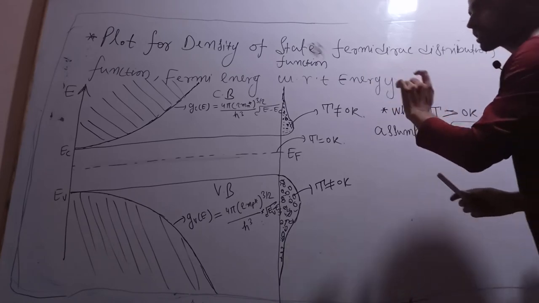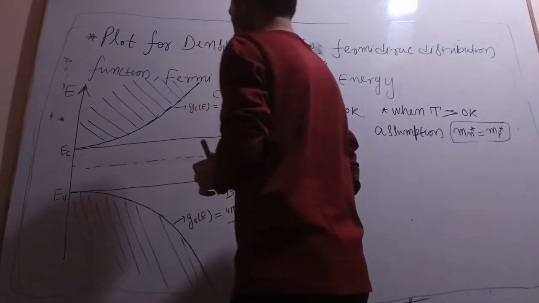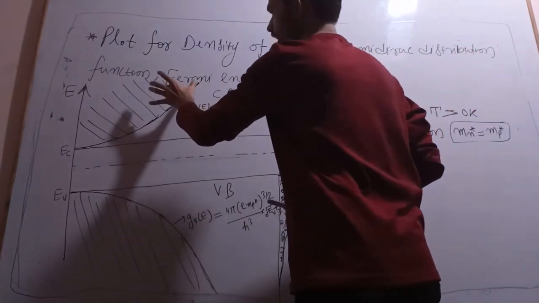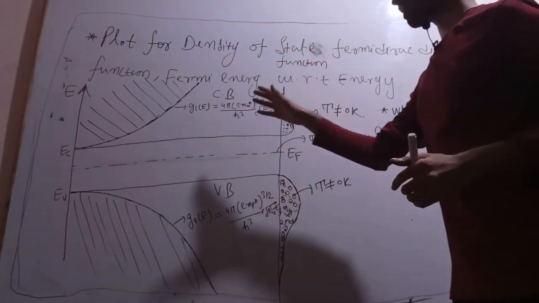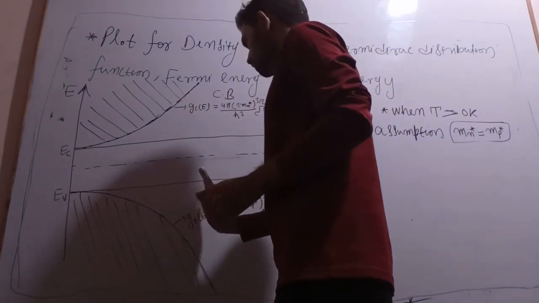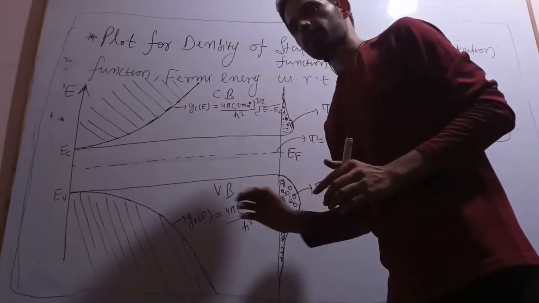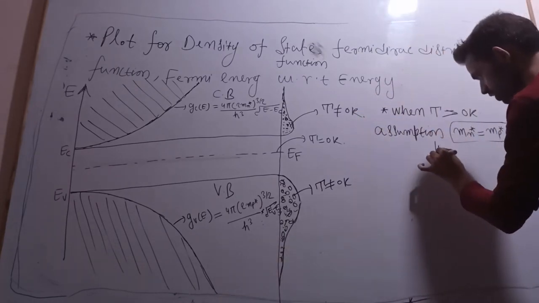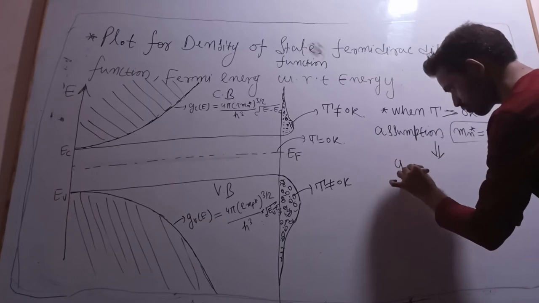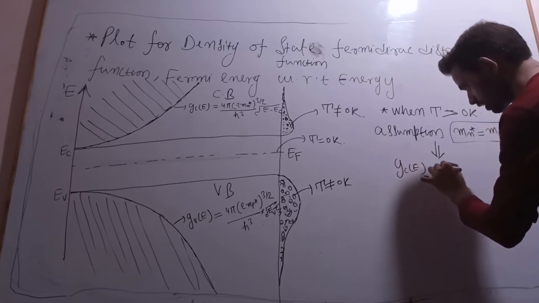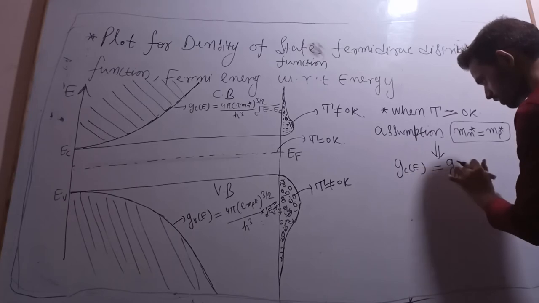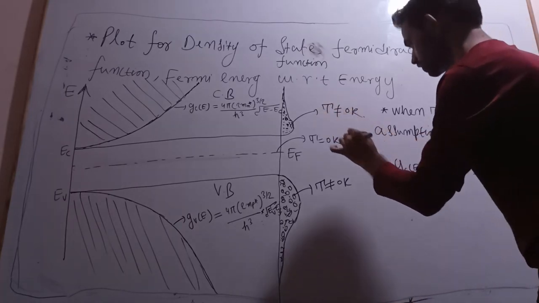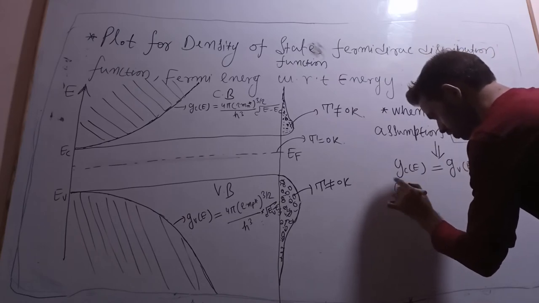When we take this assumption, then the density of state in the conduction band is exactly similar to the density of state in valence band. Under this assumption, GC of E is equal to GV of E. And then the Fermi-Dirac distribution function. What?